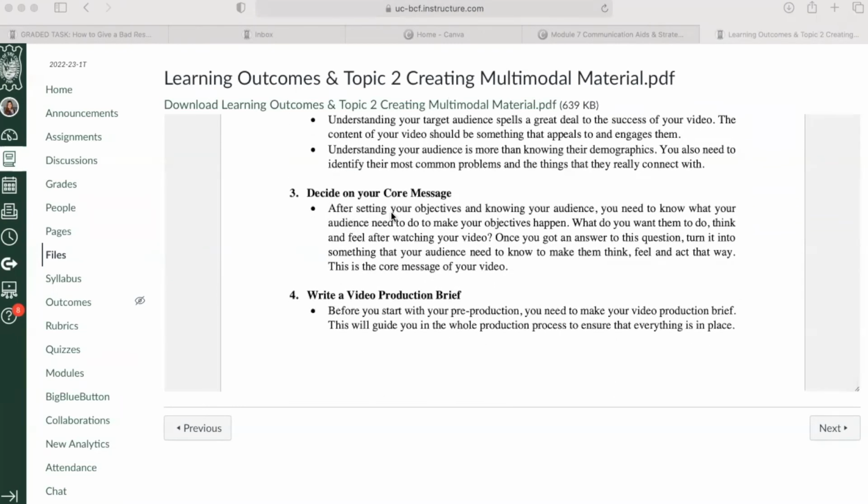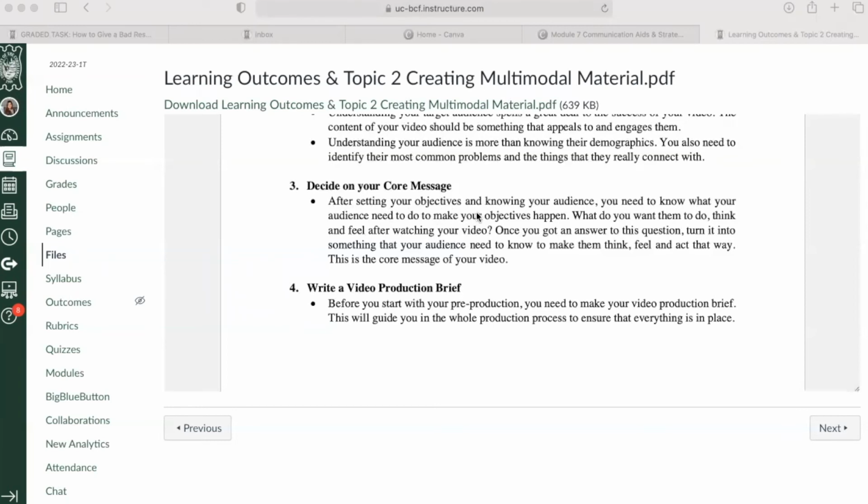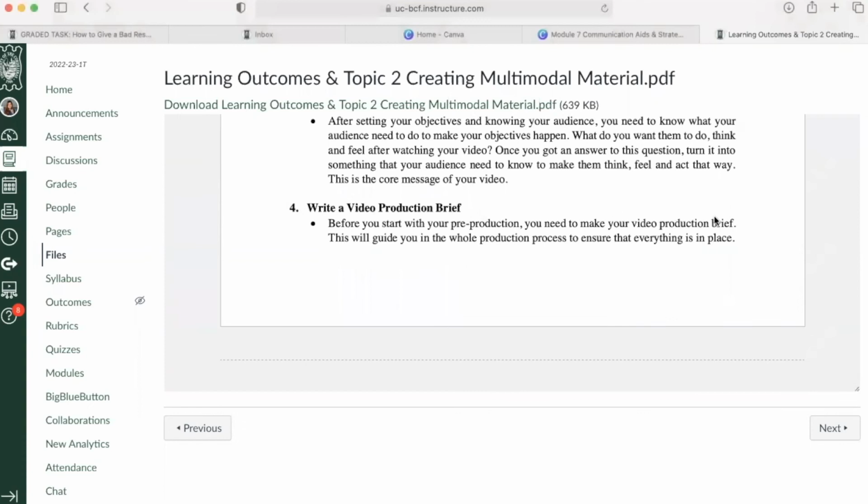Decide on your core message. After setting your objectives and knowing your audience, you need to know what your audience need to do to make your objectives happen. What do you want them to think and feel after watching the video? Okay. It should also make an impact to them. Once you got an answer to this question, yun na yun. Turn it to something that your audience need to know. No? So yun na yun. That's the core message.